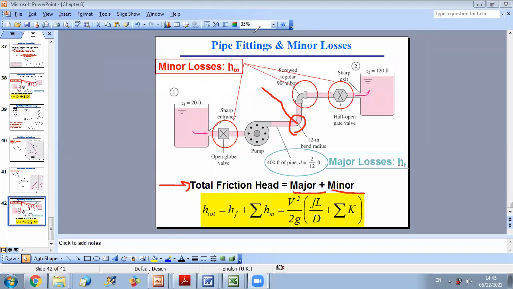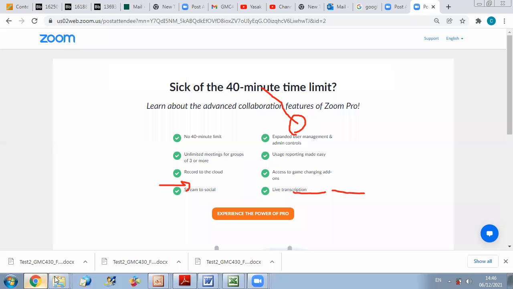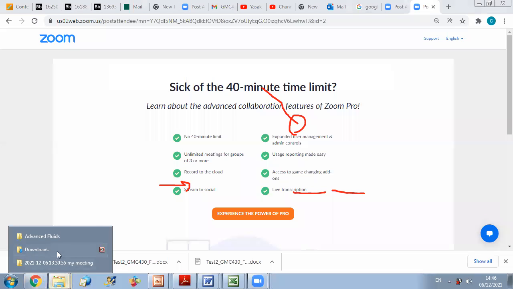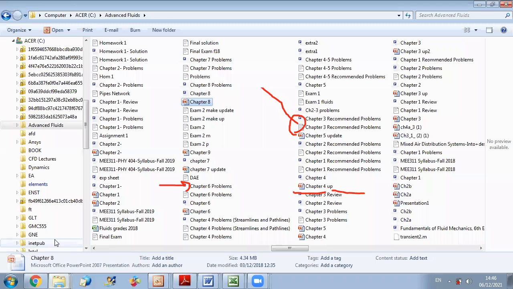Doctor, before we finish, let's go through one example quickly to understand. Of course we will. So let me open the problems of this chapter.